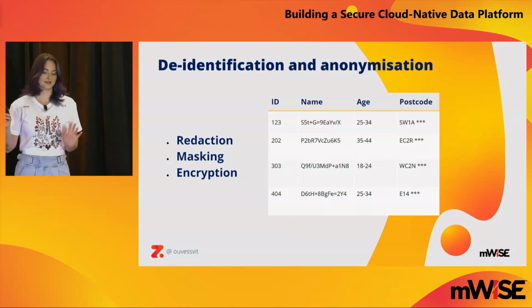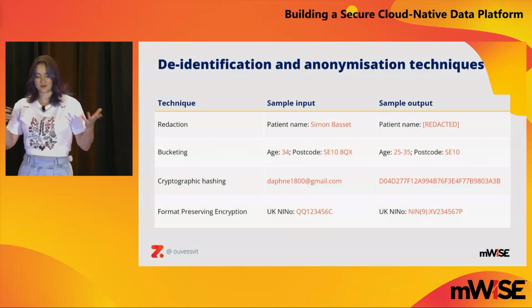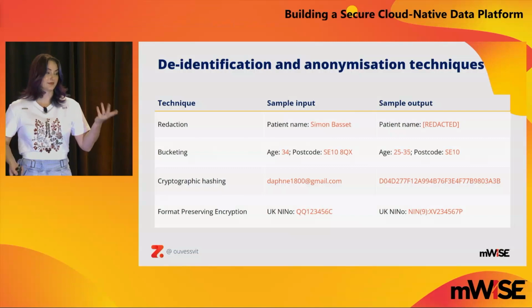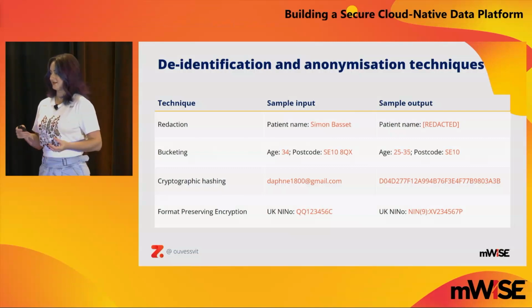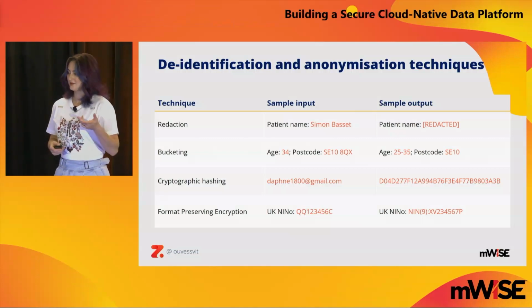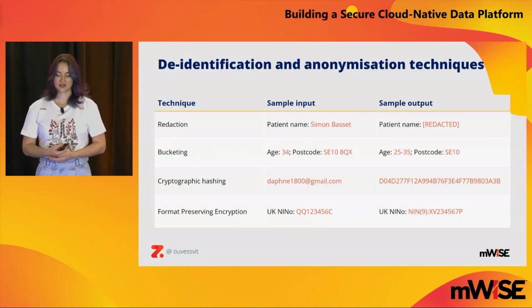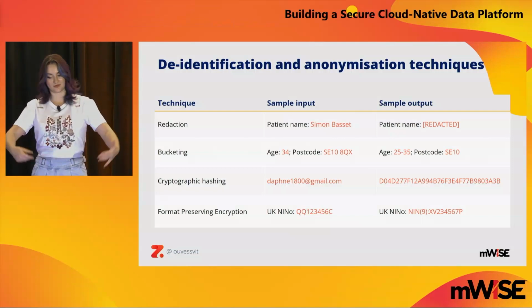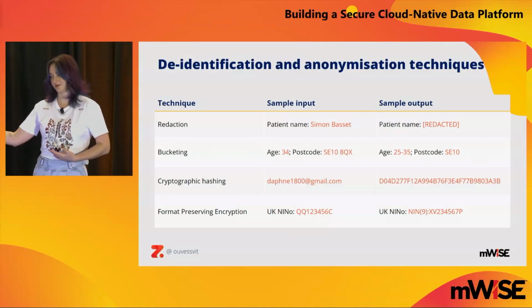And we'll look at very simple examples, names, ages, postcodes. The way your sample inputs and outputs would look like with these different techniques. With redaction, like I said, it's just replacing the sensitive value with a string, in this case, the word redacted. Cool. Bucketing is another one, very commonly used in social research and population research and healthcare research. You replace a specific value with a bucket into which that value falls. For example, age 34. The bucket is 25 to 35.